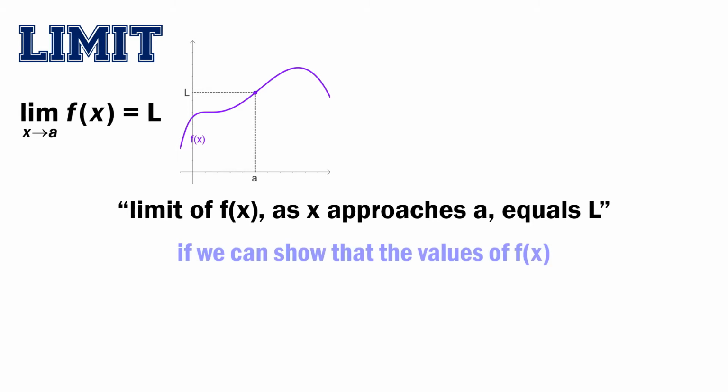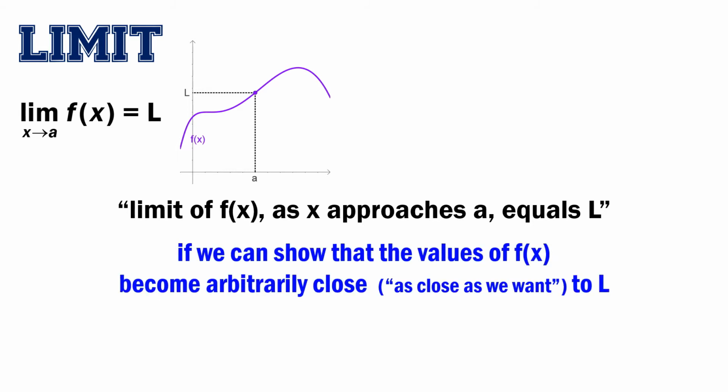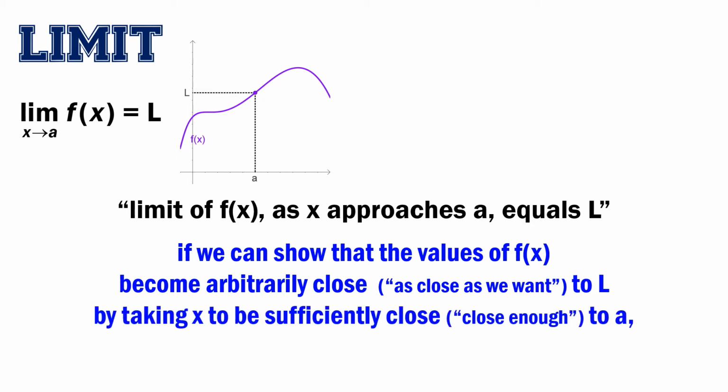And we can do that if we can show that the values of f of x become arbitrarily close to L. Now, arbitrarily close means as close as we want to get to that height of L. And how do we do that? By taking x to be sufficiently close to a.